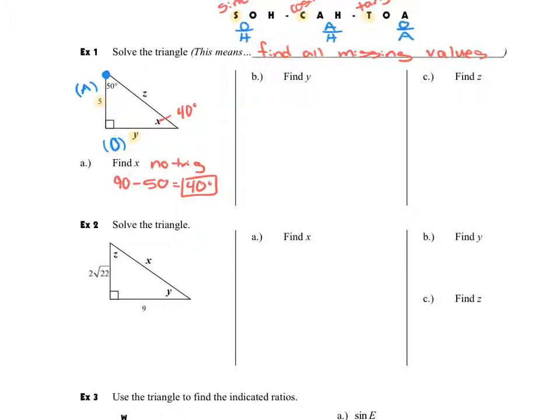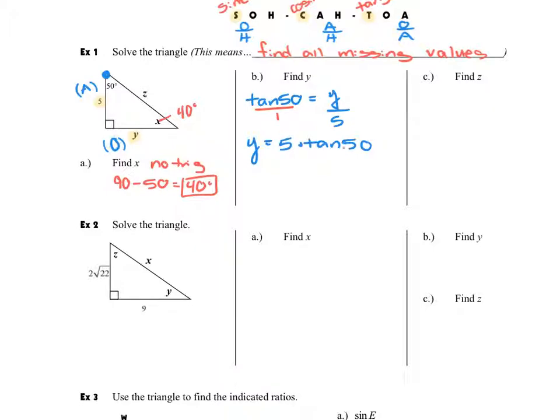So what I'm going to say is the tangent of 50 is equal to the opposite, which is y, over the adjacent, which is 5. Now, I always like to just imagine this left side is over 1 because it's a little bit easier to see when we cross multiply. So then we get y equals 5 times the tangent of 50.